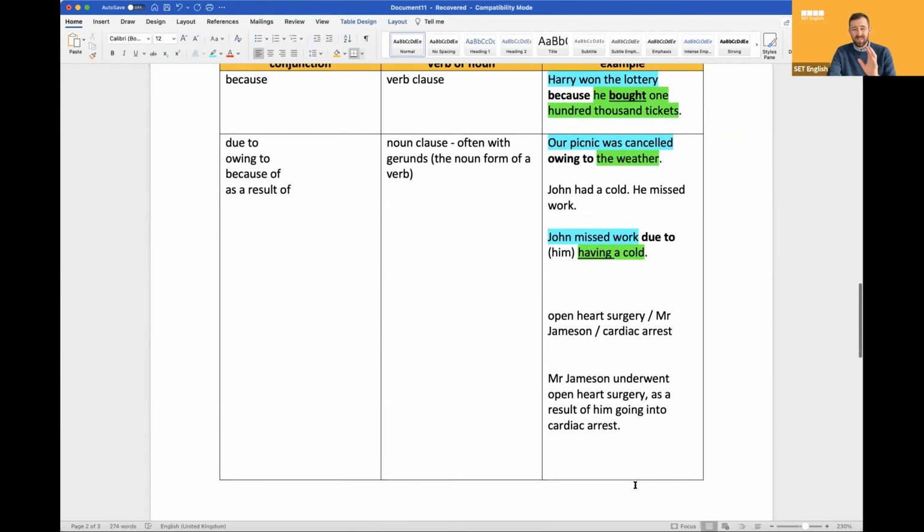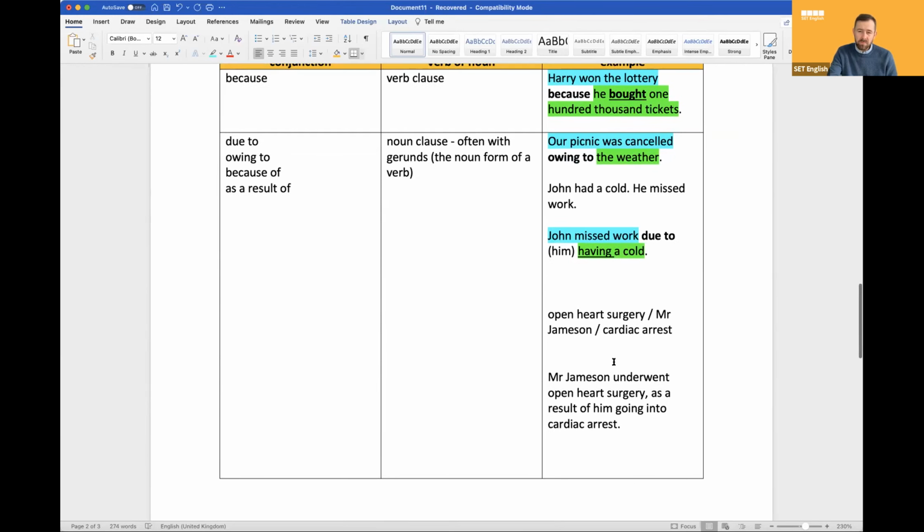Now, doesn't that sentence sound great? Mr. Jameson underwent open heart surgery as a result of him going into cardiac arrest. Wow. That works. You will see this sometimes. Now, you don't have to include it. It's optional, but it's really good if you do. Okay, so there's another option that you can do, and we'll see that throughout this week when we look at noun clauses. You'll see that this him can be inserted there before gerunds. You'll see that all week.